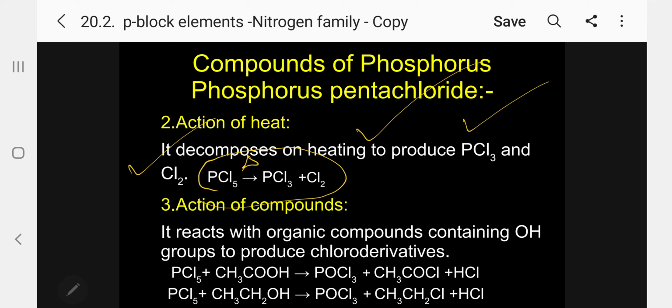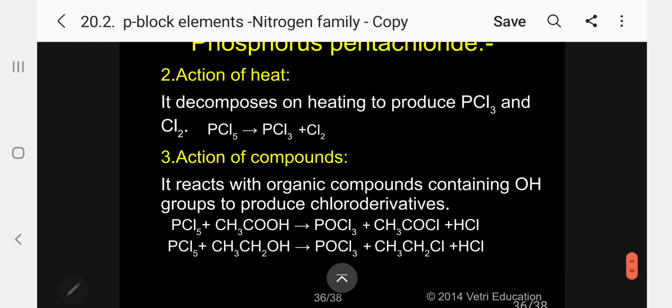If this is indicated by a single arrow, it is an open container. If it is indicated by a double-sided arrow, it is a closed container. You have studied this already under equilibrium. Please follow. Decomposition of phosphorus pentachloride is an endothermic reaction. Next, let me go to the action of compounds.